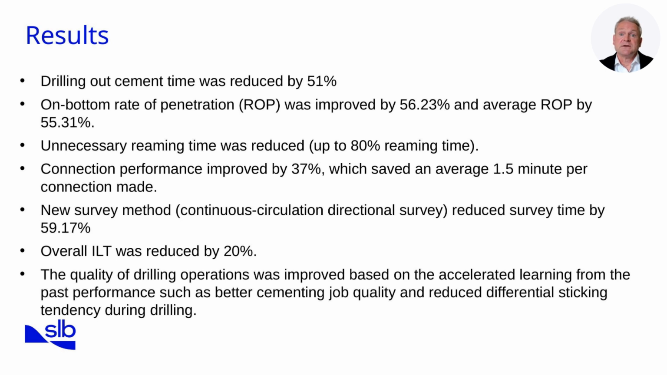In surveying, the introduction of continuous circulation directional surveys reduced survey time by 59.17%, cutting interruptions and maintaining better drilling rhythm. Overall, invisible lost time was reduced by 20%, a significant step toward reaching the technical limit. Finally, the quality of drilling operations improved due to accelerated learning from past performance. This included better cementing quality and a reduction in differential sticking tendencies. Together, these results demonstrate clear and measurable performance improvements across both efficiency and operational quality.